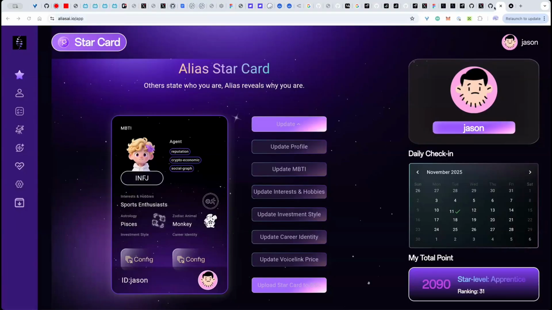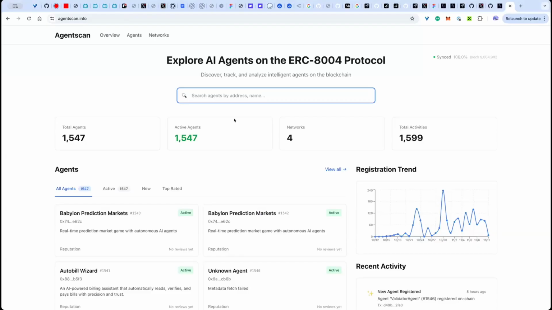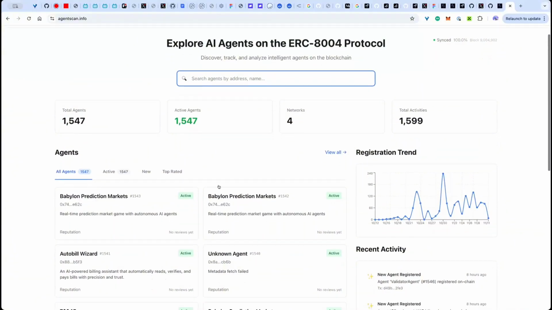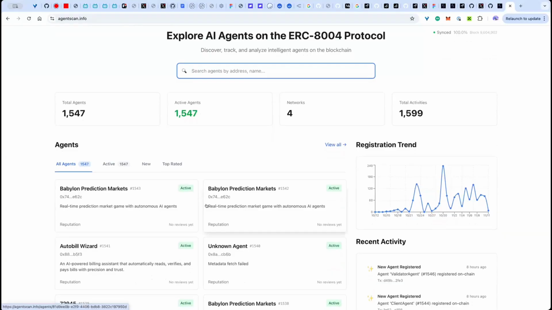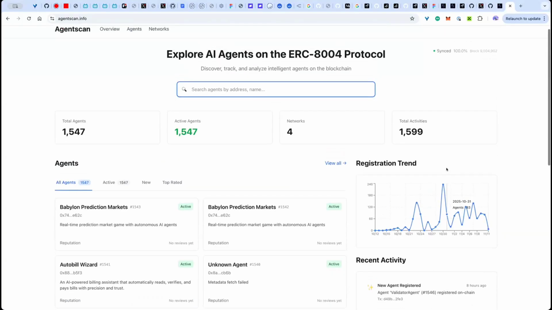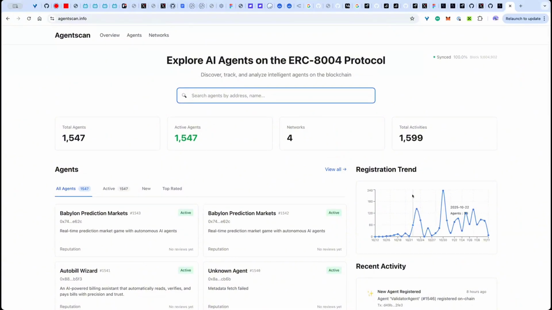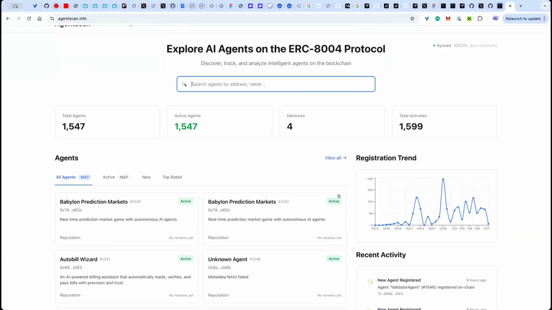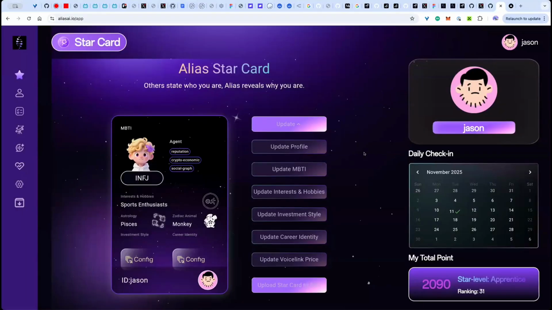The third part is we also built an agents explorer. We can search all the agents registered on the identity registry. Here is the registration on Sepolia, and here you can see the number. It's an ecosystem, and you can also see it as a platform. We want to integrate all this.